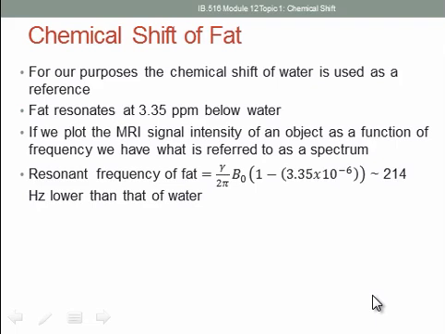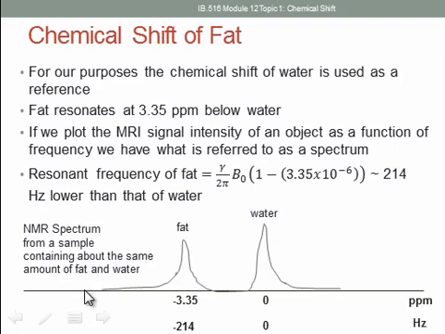So we can just reference fat to water. And fat, it turns out, most fats anyway, resonate at about 3.35 parts per million below water. If we plot the MR signal intensity of an object as a function of the frequency, we have a spectrum. This is how the spectra are defined in NMR spectroscopy. So we can look at the spectrum of fat and water to see this difference in frequency between fat and water, which is about 214 hertz.